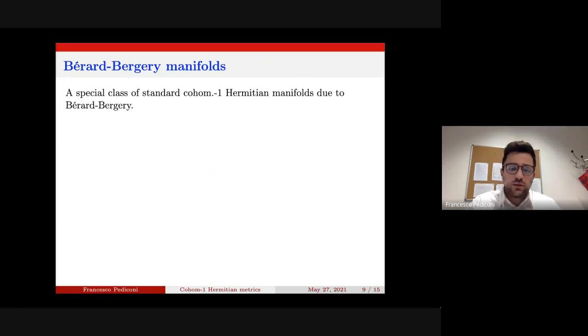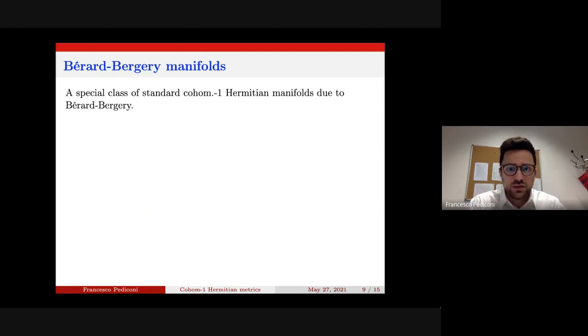So one special kind of such manifolds has been studied by Bérard-Bergery in a famous work, when he constructed some examples. He generalized the Page construction and constructed some examples of inhomogeneous Einstein metrics on cohomogeneity-one spaces, in some special class of standard cohomogeneity-one Hermitian manifolds. So let's have a look at how they are constructed.